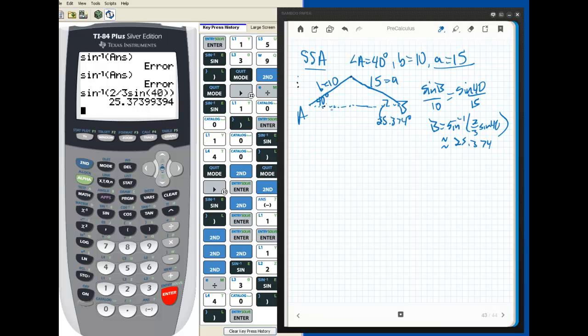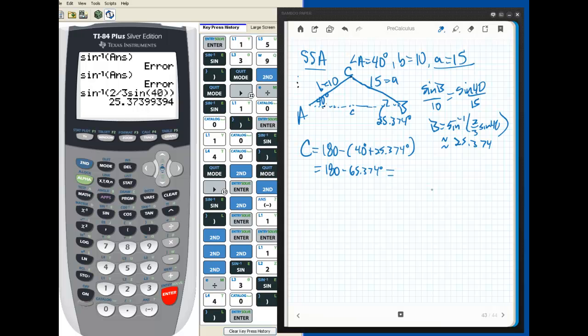I'm just going to use the fact that all three angles add up to 180. Okay, so this is angle C, and this is side C. So I got a free piece of information. I know that angle C is equal to 180 minus 40 degrees plus 25.374 degrees, right? And let's see if we can do it. So this is 180 minus what? 65.374 degrees. How good am I?